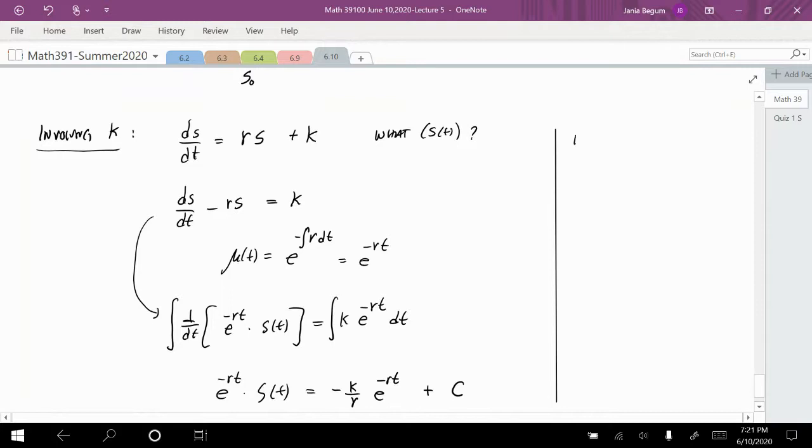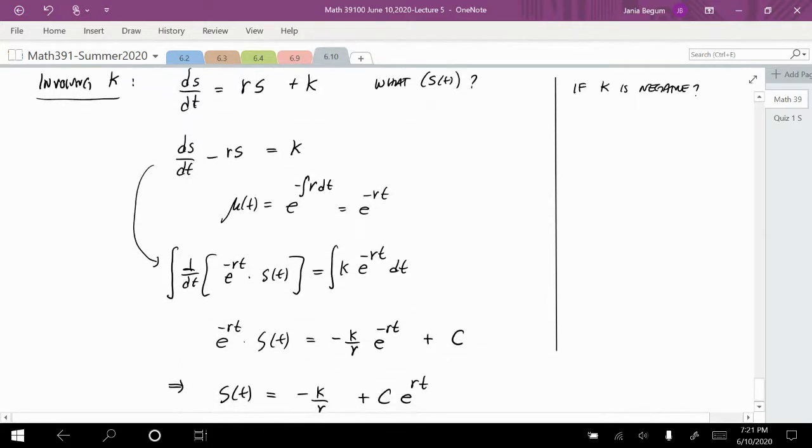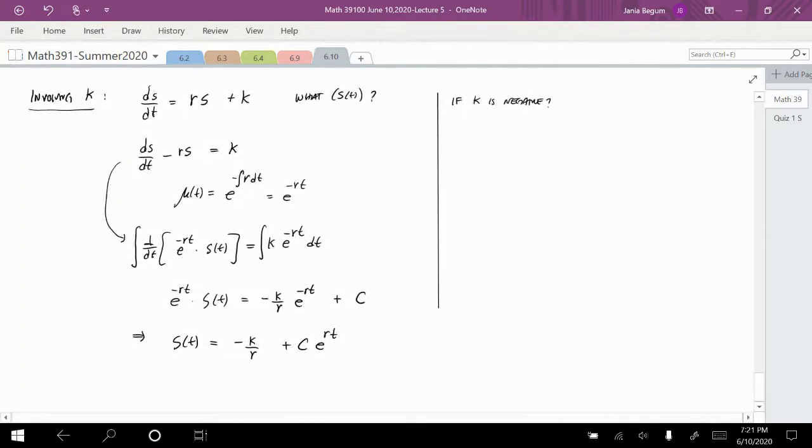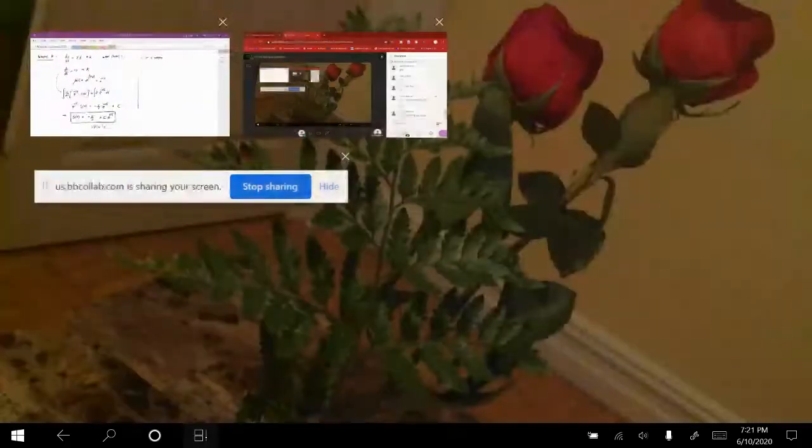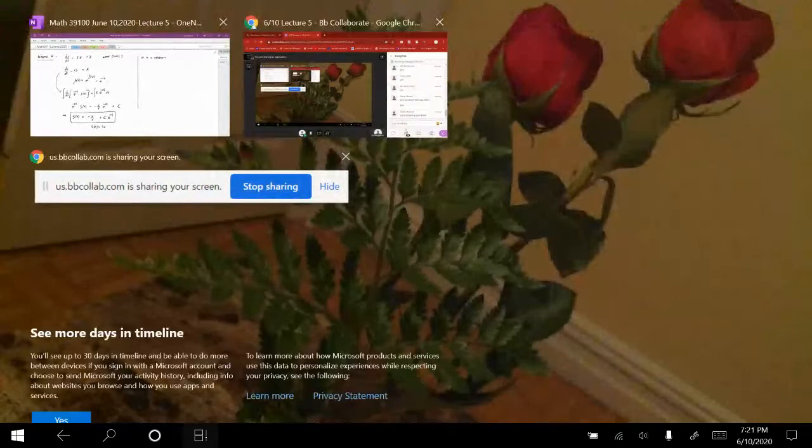So if k is negative, how would the solution look like? What do you guys think? So this is the solution before plugging in the initial condition. Of course, when you plug in the initial condition, s of 0 equals s naught, this will get modified, right? So we have to keep that in mind. So going back to my question, what if k is negative?